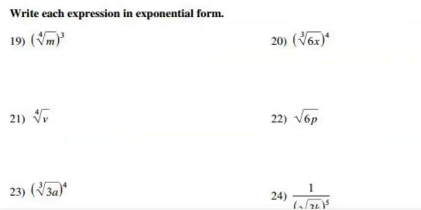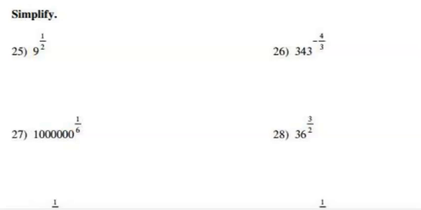Alright, see what else is on here. So now you're rewriting in exponential form. I think we just did a bunch of those. And so the rest of this is really just practice. Right, so 19 through looks like 32 can be all practice problems. And then you have a section here where it says simplify. Just make sure you simplify all the way to the end and get as far as you can.